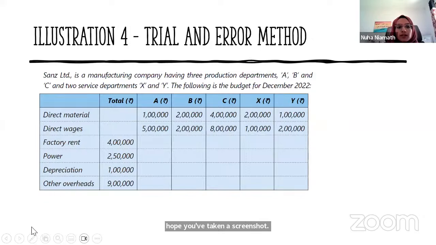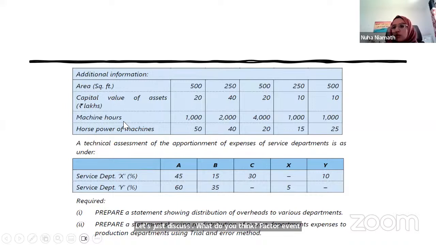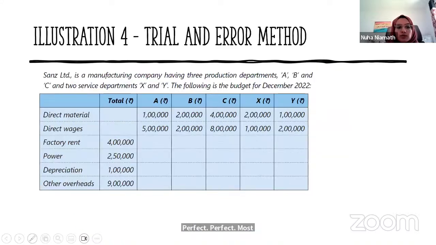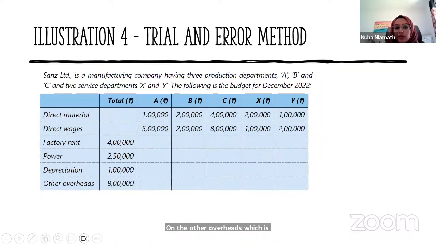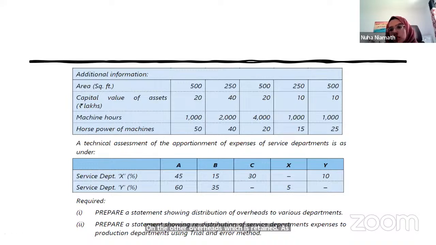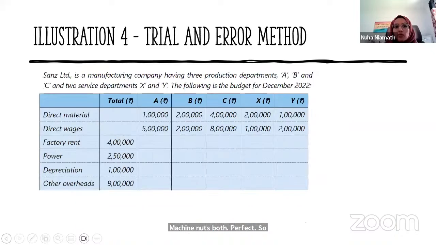Let's just discuss factory rent. What do you think factory rent will be distributed on the basis of? Let me know in the chat box. Area, perfect. Okay, power. What about power? Perfect, horsepower of machines. What about depreciation? Asset value. And the other overheads? All the other overheads, which is written as other overheads. Area. Anybody else? Machine hours. Perfect.